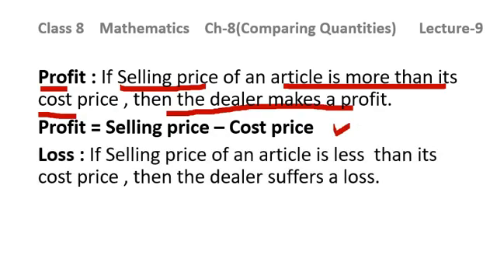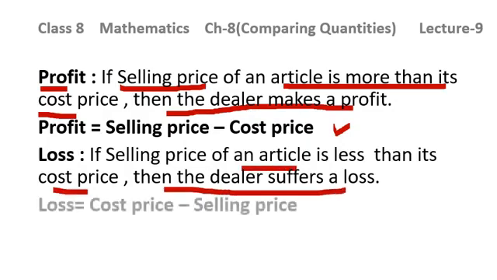If you have purchased an article for rupees 900 but you are selling it for rupees 500, then the selling price, which is 500, is less than the cost price, which is 900. So you will have a loss of rupees 400. This is the concept of loss. If the selling price of an article is less than its cost price, then the dealer suffers a loss, which is given by this formula: cost price minus selling price.